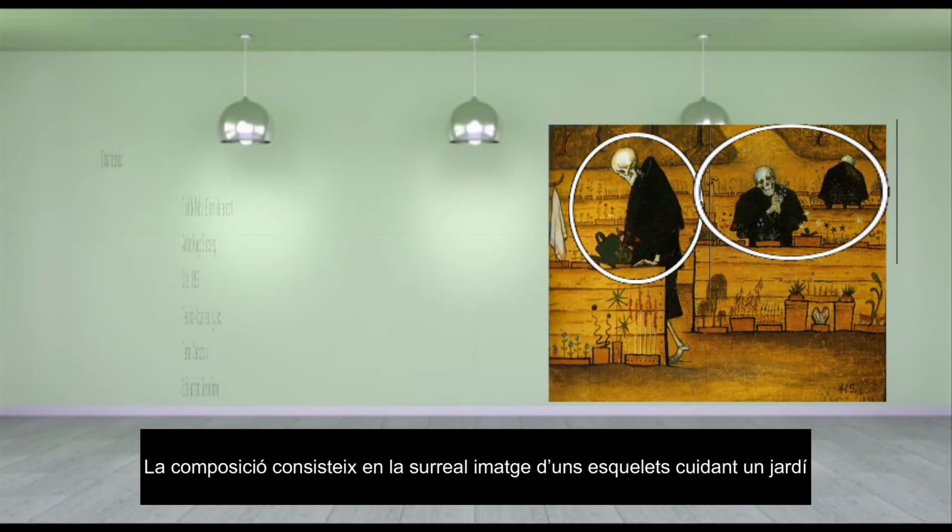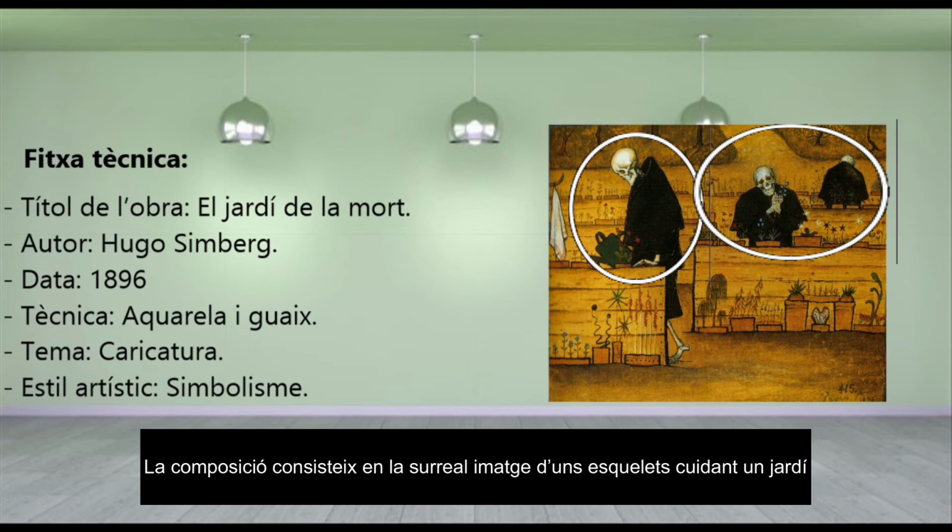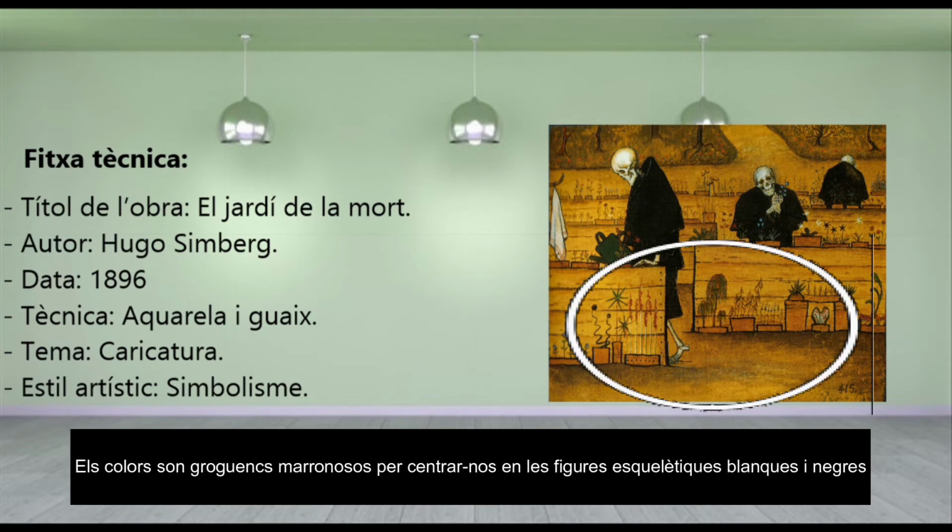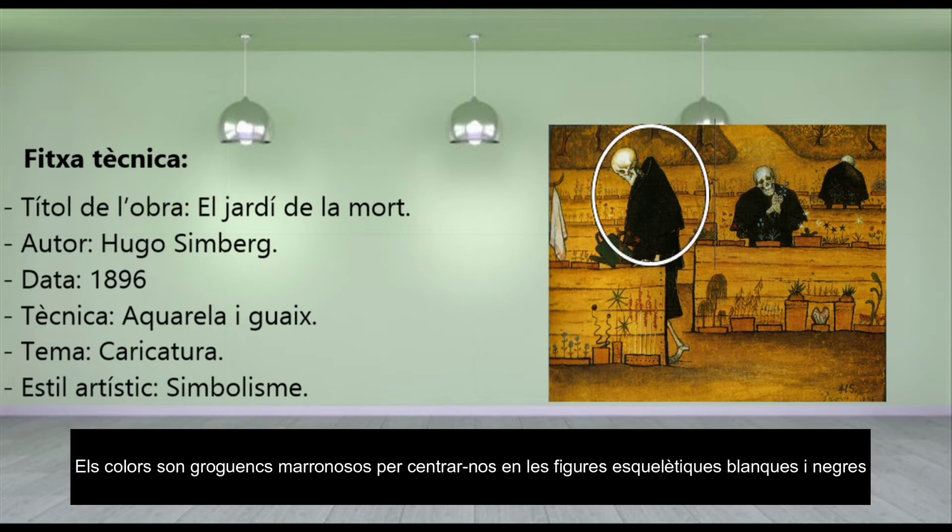The composition of this painting consists of the weird image of some skeletons taking care of a garden. The colors are yellowish and brownish to make us look at the monochromatic figures.